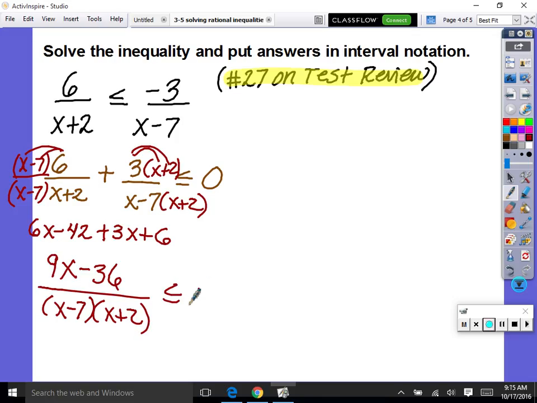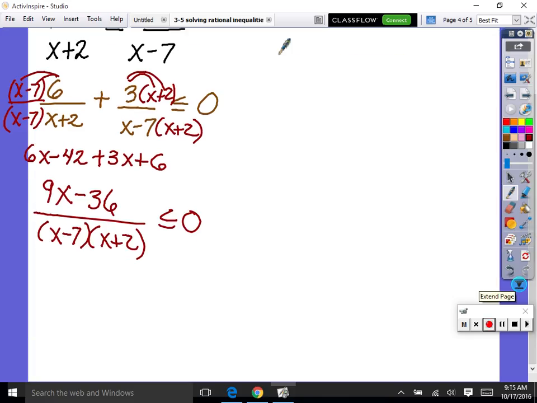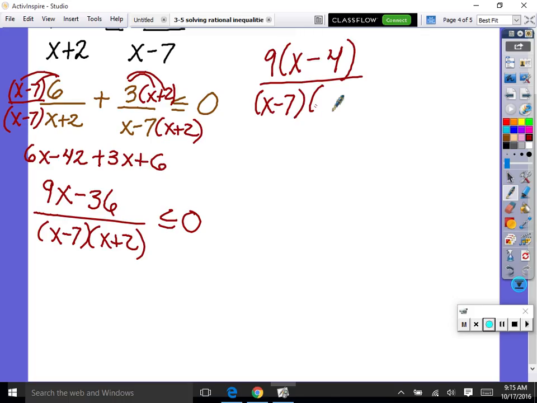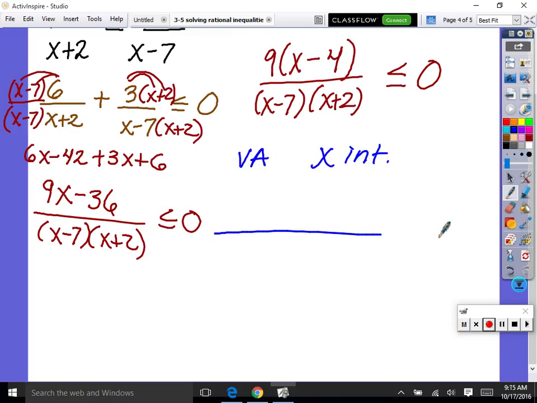When is that function less than or equal to 0? So let's factor the top to see if anything simplifies out. So I'm going to pull out a 9. Left is x minus 4. And on bottom, we have our x minus 7 and our x plus 2. We want to know when is this function less than or equal to 0? So we're going to test our vertical asymptotes and zeros, and x-intercepts, which are zeros. So we draw our little line. Let's figure out where our vertical asymptotes are. None of them divide out, correct? So at x equals 7 and x equals negative 2, we have vertical asymptotes.